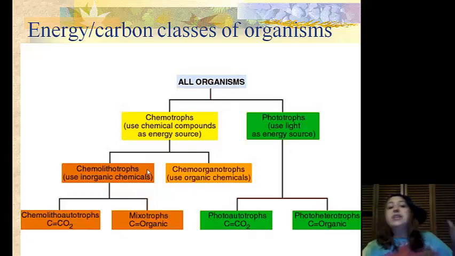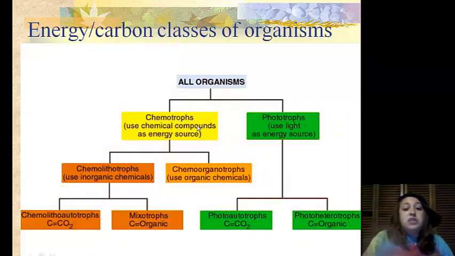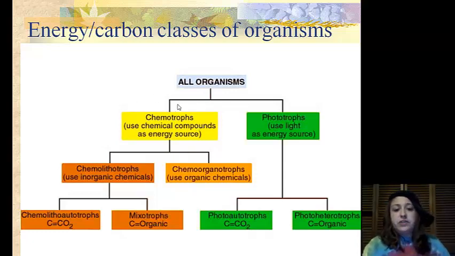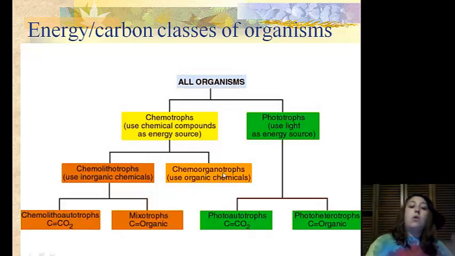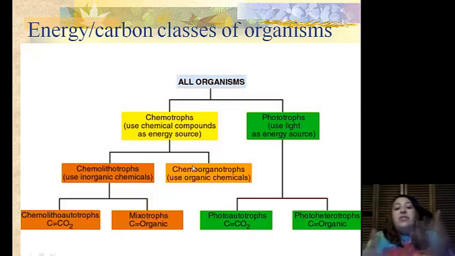So all these other dudes are called chemotrophs. They use chemical compounds as energy. So, first type is organotrophs, using organic chemicals. Okay, remember, these dudes are going to be eating stuff. They have to eat stuff to get the sugars, to break them down, to build them up. So these guys are going to be eating stuff.